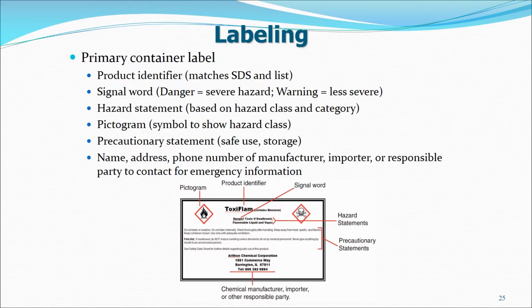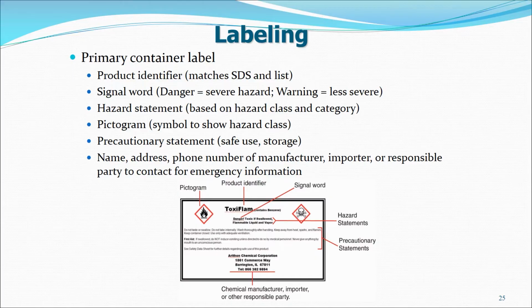Labels for shipped containers must have these 6 required elements. Product identifier. This is the name or number used to identify the chemical. It will also be used to identify the chemical on the safety data sheet and the list of hazardous chemicals in the employer's written hazard communication program. Signal word. This helps you know how severe the hazard is. The word danger is used for the more severe hazards, and warning is used for less severe hazards.